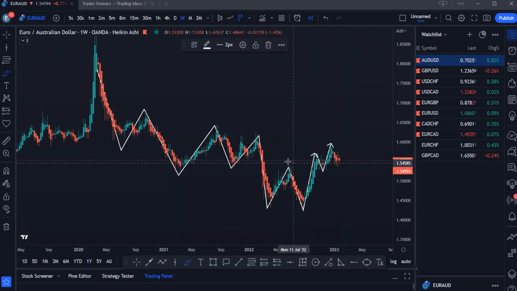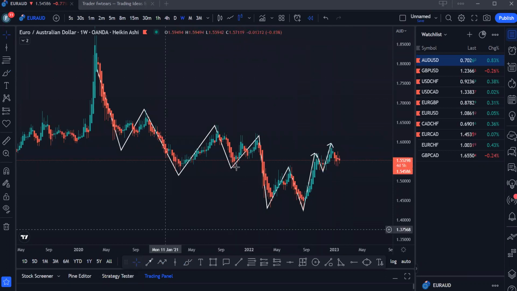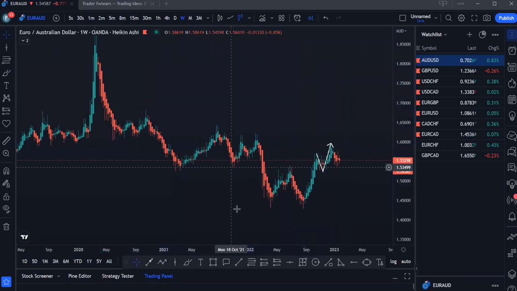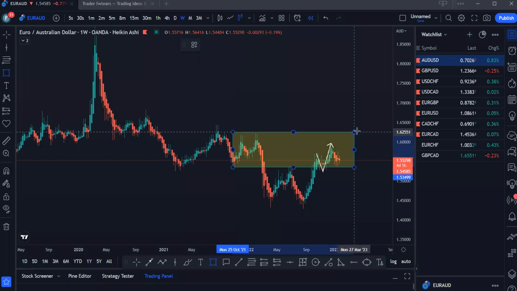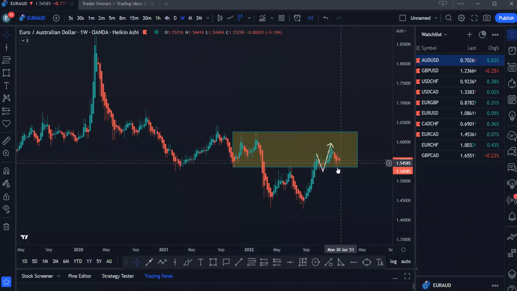because this has been broken here. And then coincidentally, we're also having price aligning at this supply. So that's why we have this retracement here. But ultimately, price is now in an uptrend.